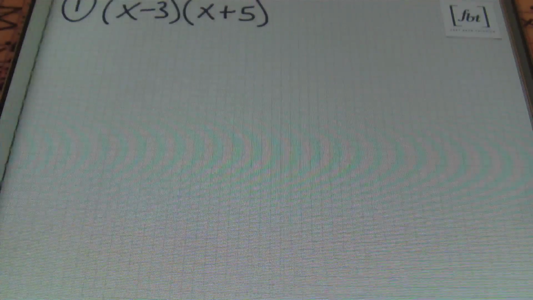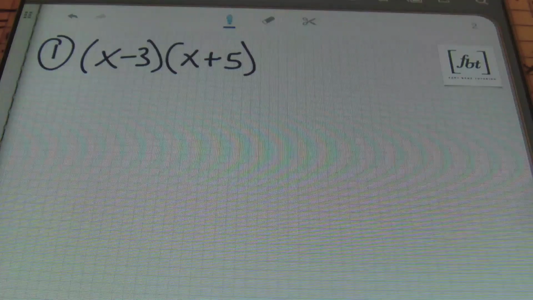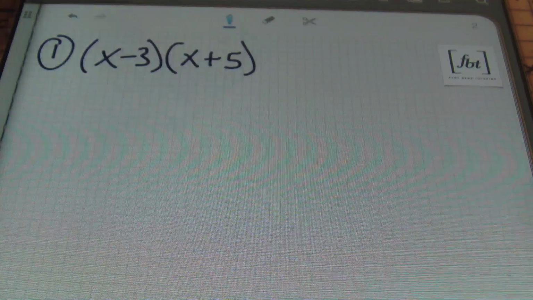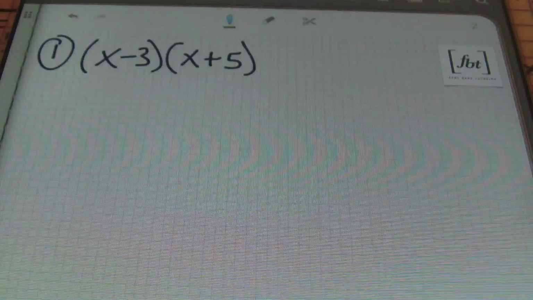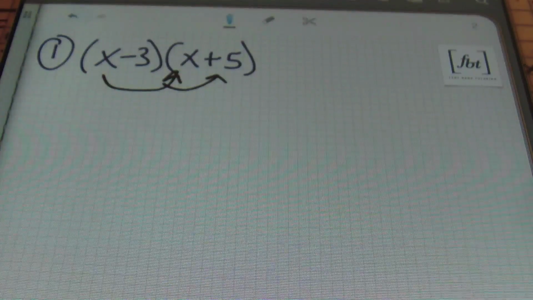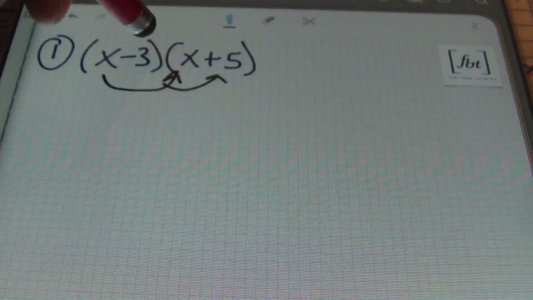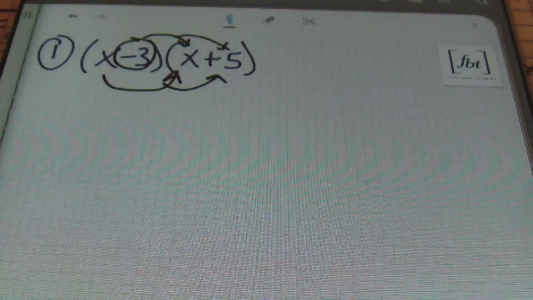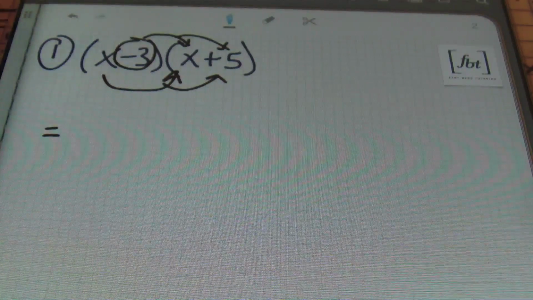Let's start out with the first problem here. Here, with problem number 1, I have the quantity of x minus 3 times x plus 5. So what I'm going to do first and foremost is get my arrows popping, all right? So I know that I'll be multiplying this x times both terms in the second set of parentheses, as well as taking this negative 3 and multiplying that times both terms as well. So I'll end up with the following results.